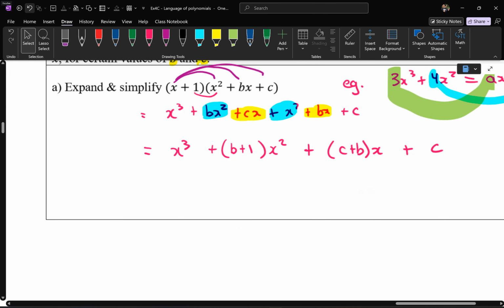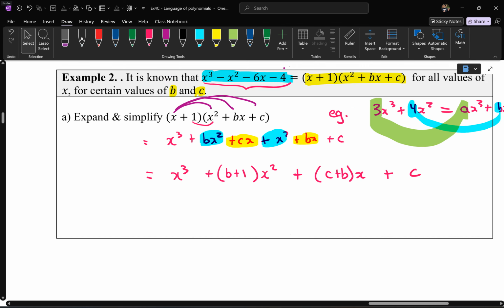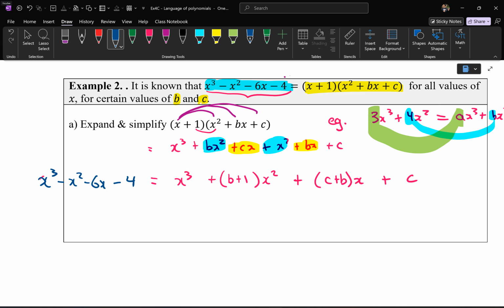Can you see, once you've expanded and simplified, you've got one side is equal to x cubed minus x squared minus 6x minus 4. Can you see here? x cubed is equal to x cubed. That means x squared over here, that's x squared as well. b plus 1 has to equal -1. This is called equating coefficients. So if I put it together, you can see now -1 must equal b plus 1. Therefore, b must equal -2.